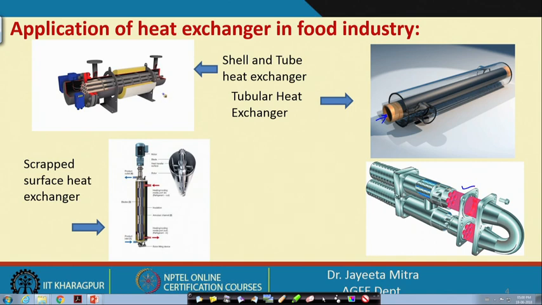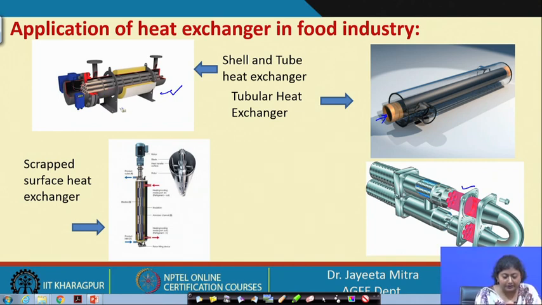Shell and tube heat exchanger, this is also very common, particularly in the case of condenser and evaporator. We use shell and tube heat exchangers because they can withstand large variations of pressure as well. There also may be a single shell pass, single tube pass, or different configurations like one shell pass, two tube pass, or two shell pass, four tube pass. The baffles are there. So this is also a very common type of heat exchanger that we often see in the food industry.